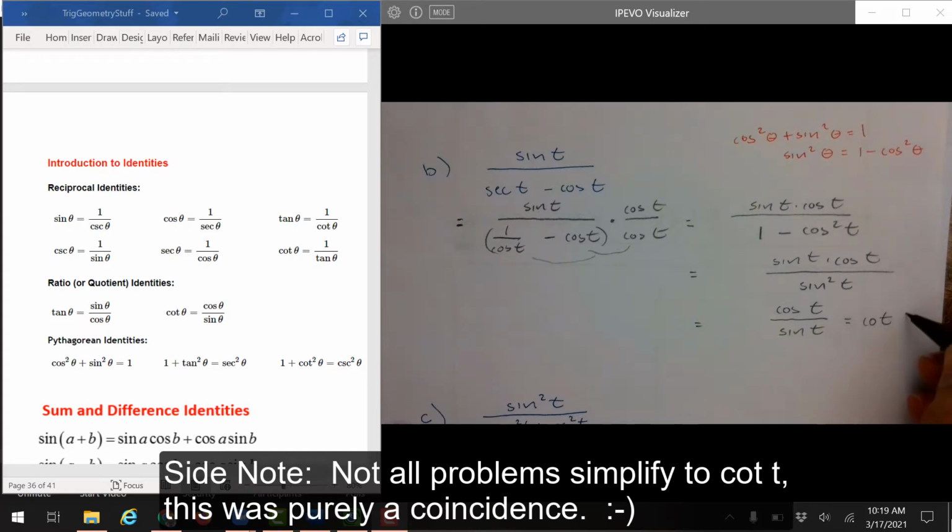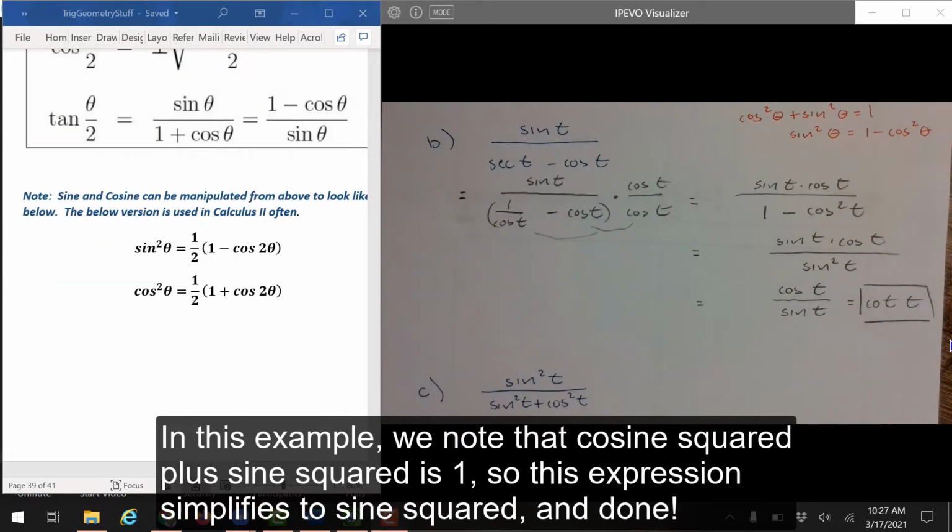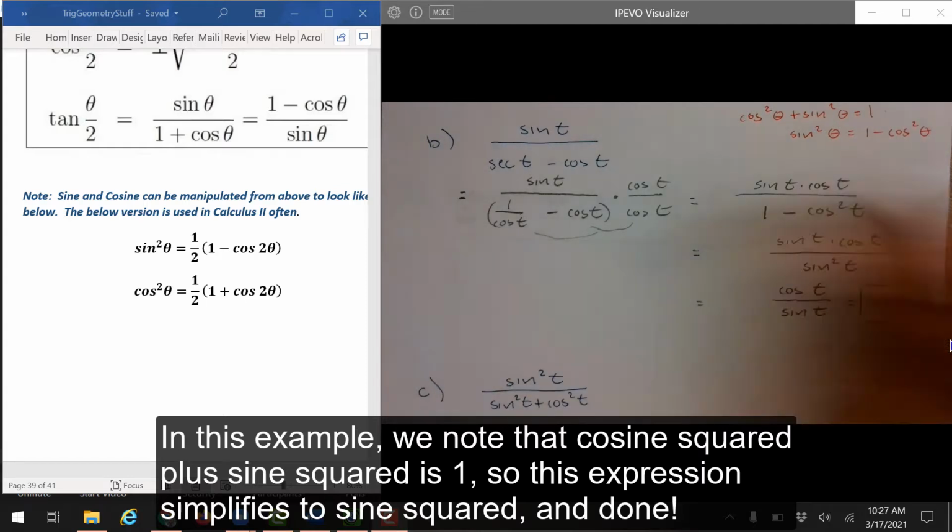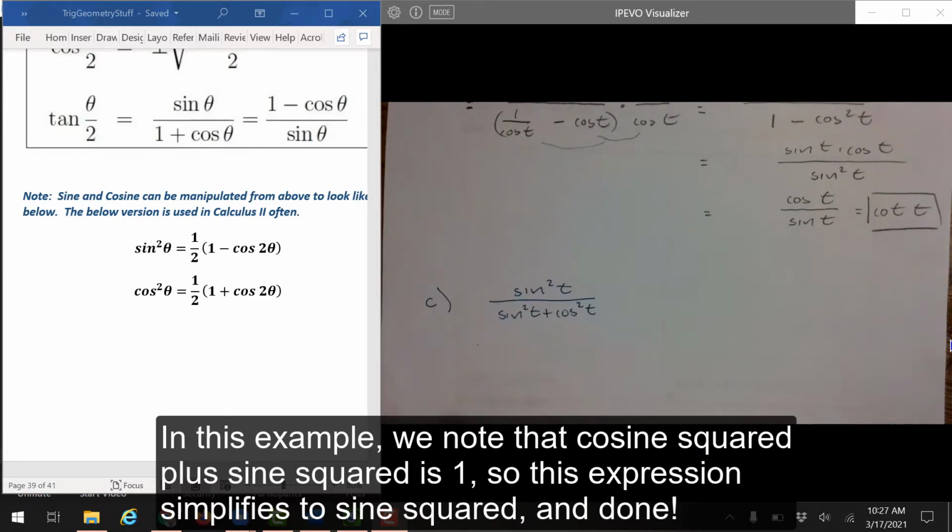Side note, not all problems simplify to cotangent t. This was purely a coincidence. In this example, we note that cosine squared plus sine squared is 1. So this expression simplifies to sine squared. And done.